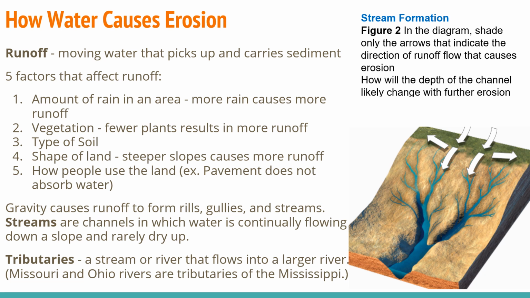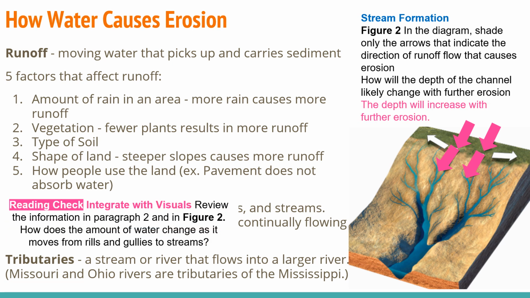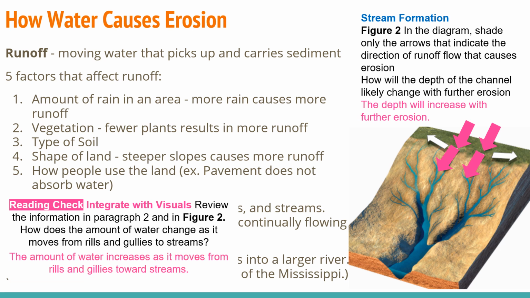So, stream formation, figure 2. In the diagram, shade only the arrows that indicate the direction of runoff flow that causes erosion. So, that would be these 4 here, running down. Those are the ones that cause erosion. And how will the depth of the channel likely change with further erosion? The depth will increase with further erosion. Reading check. Review the information in paragraph 2 and in figure 2. How does the amount of water change as it moves from rills and gullies to streams? The amount of water increases as it moves from rills and gullies towards streams.